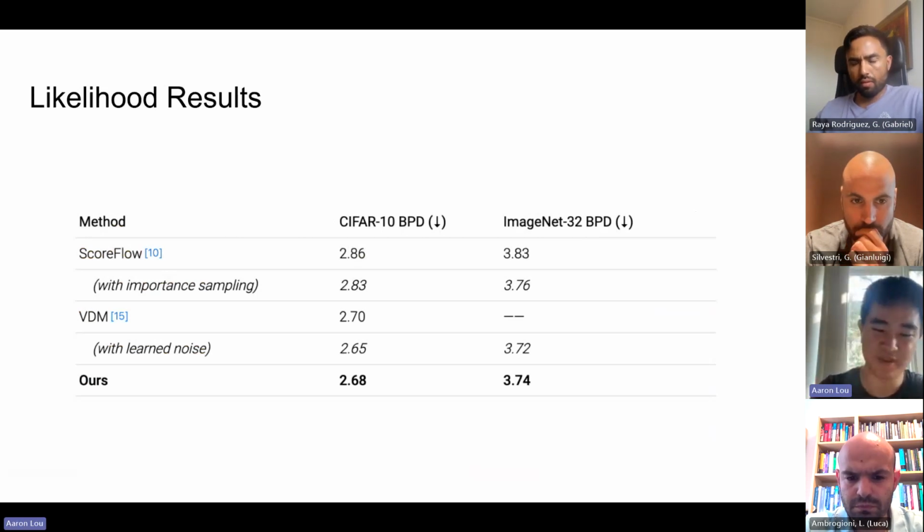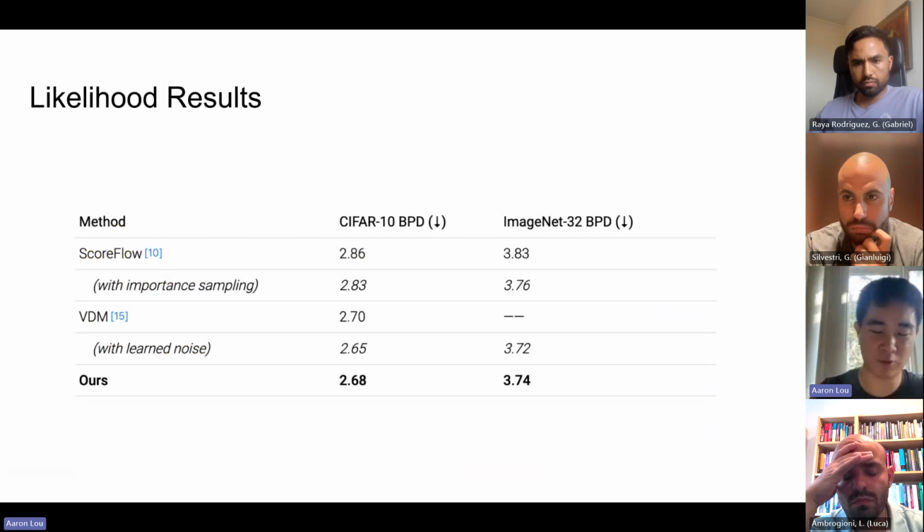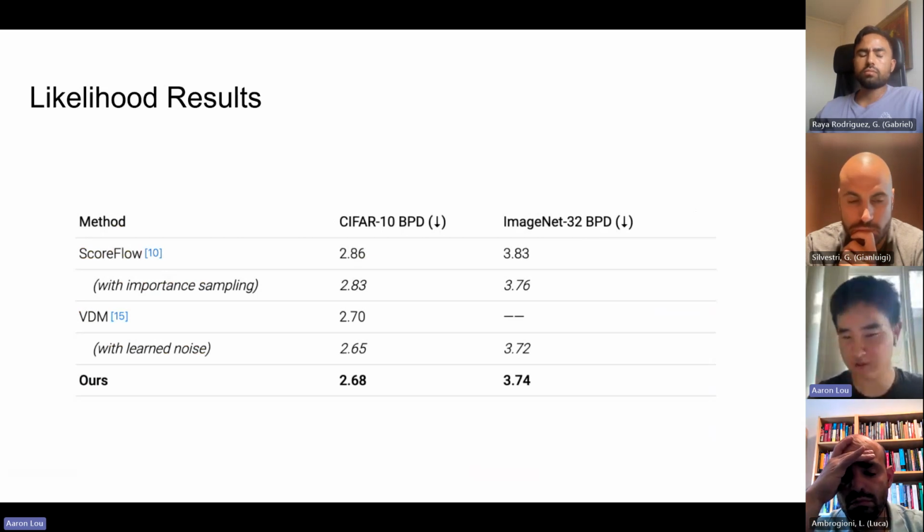But one of the things that we noticed was that these previous methods, which rely on the OU process, tend to require a learned noise schedule. So you have to either do some importance sampling in order to get your noise schedule to sample correctly, or you have to learn a noise schedule outright, which is what VDM does. And this is what they need in order to get their nicer results.